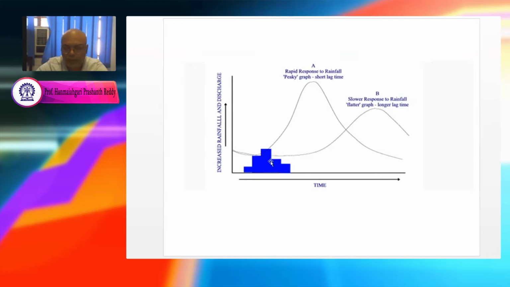See the figure. The blue line is the storm hydrograph, and there are two hydrographs. The first hydrograph is due to the larger catchment area, whereas the second one is due to the smaller catchment area. So we can see that the peak will be higher in the larger catchment area.